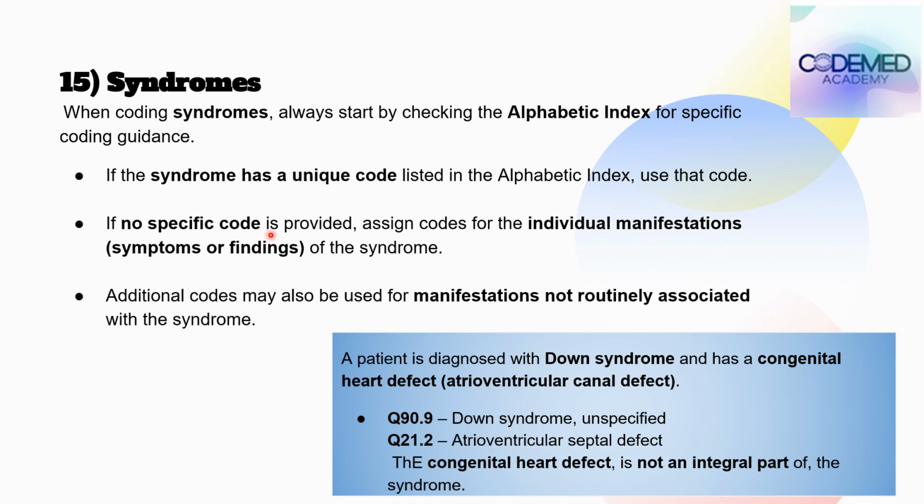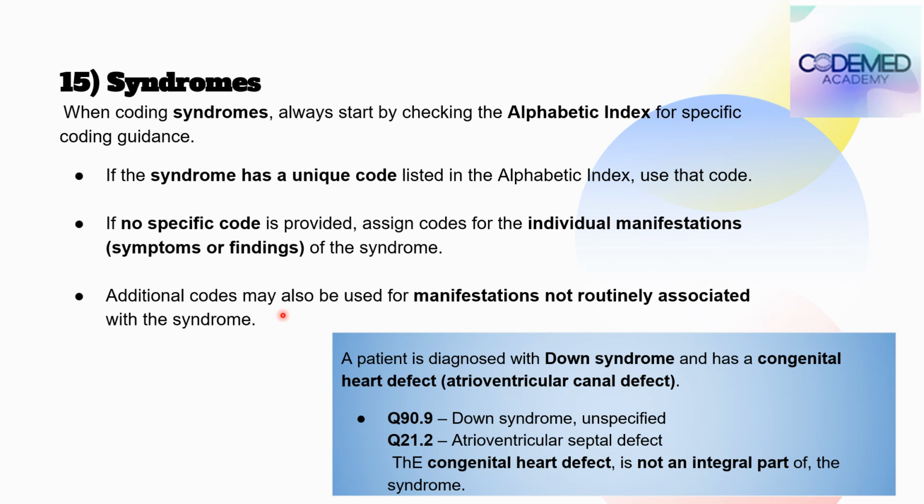If no specific code is provided, assign the code for the individual manifestation of the syndromes. Many a time there won't be a specific code provided for the syndrome. At that time we will use all the manifestations of the syndrome written in the documentation. Additional codes may also be used for manifestations not routinely associated with the syndrome.